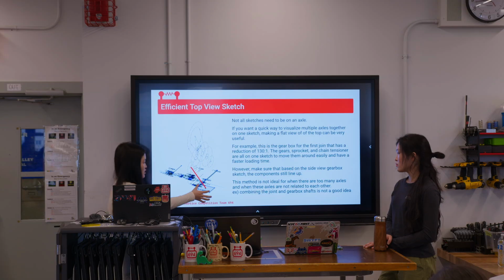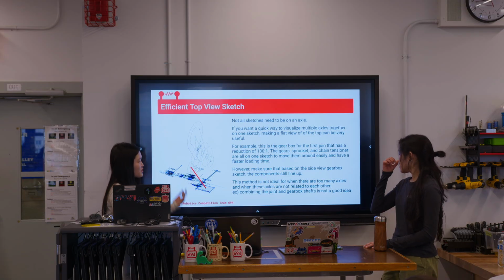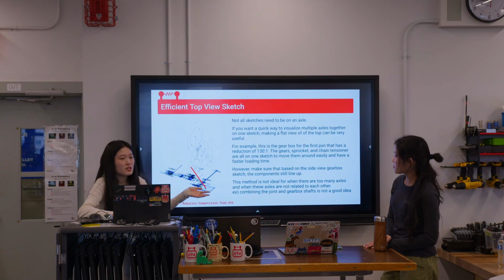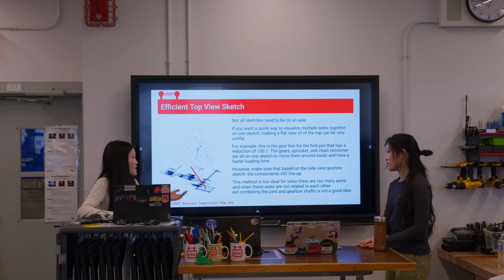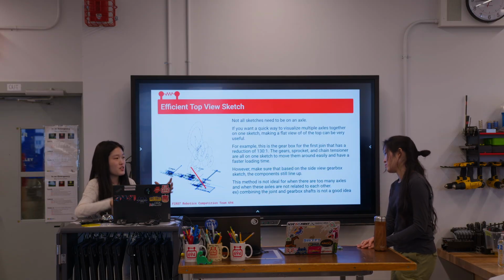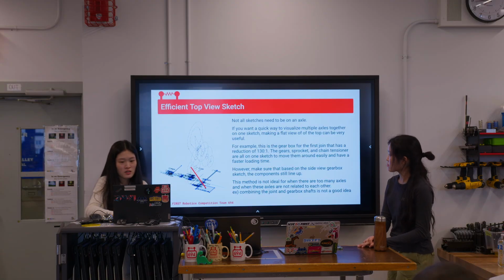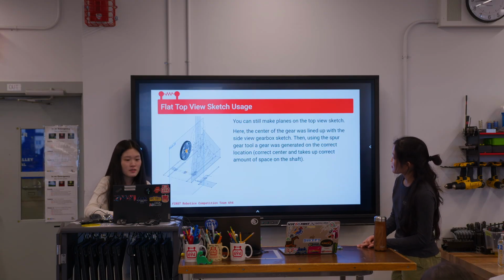So this is just the gearbox and motor, with all the gears to get the reduction. It was like 100 to 1, 130 to 1. So if the axles aren't too important and you want multiple things in relation in one sketch viewpoint, you can also just do a flat top view sketch of your axles.